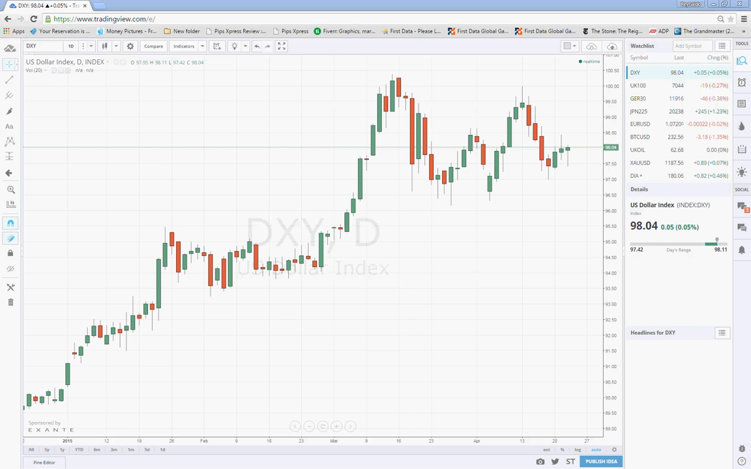Okay. Let's start first with the dollar index. All right. Can you see my screen? Do you see the chart, Trading View, or do you see Google? Trading View. Okay, Trading View.